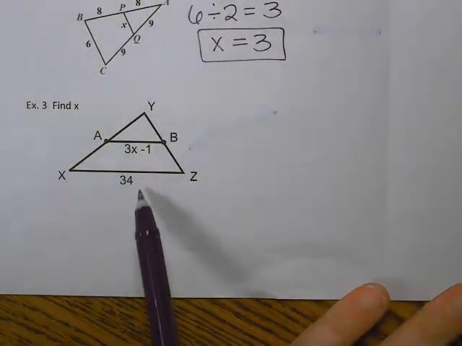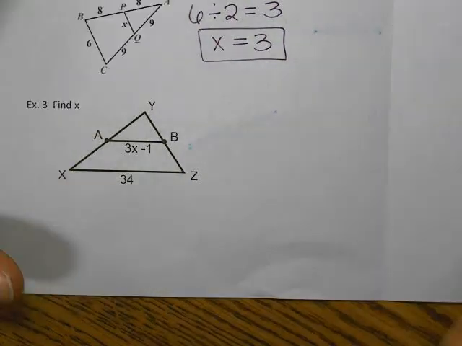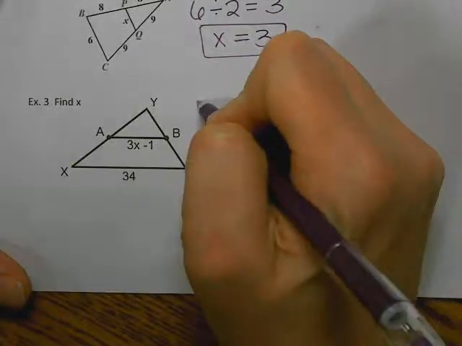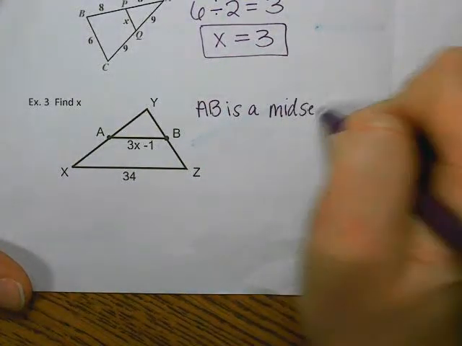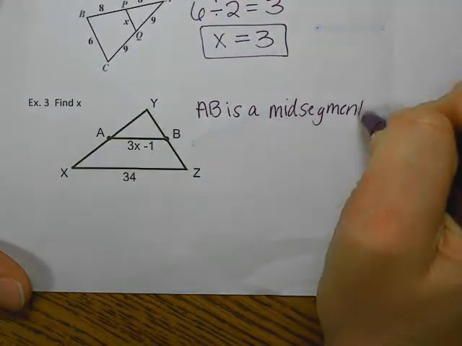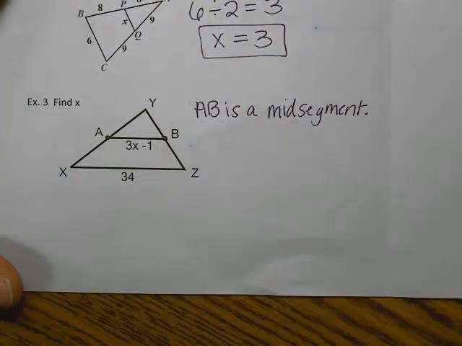Example 3 says to find x. Now, unfortunately, I did not say that AB was a mid-segment, but we're going to say that it is here. So AB is a mid-segment. You can't just assume that, but I forgot to include that in my words, so that's missing from your instructions. So AB is a mid-segment.